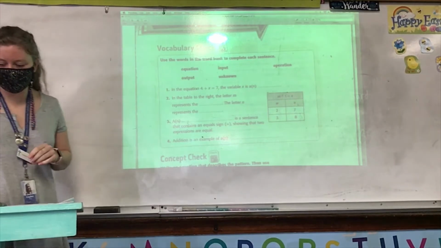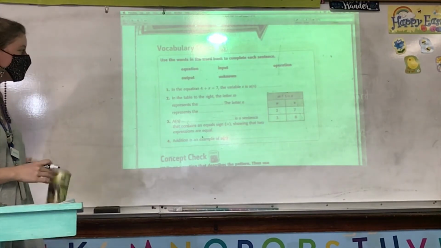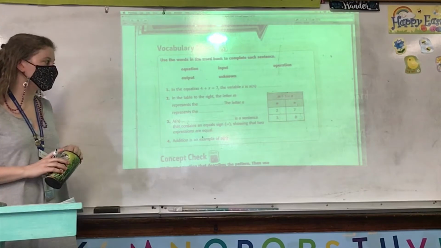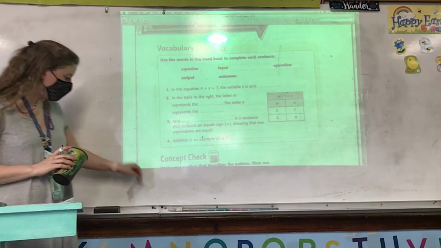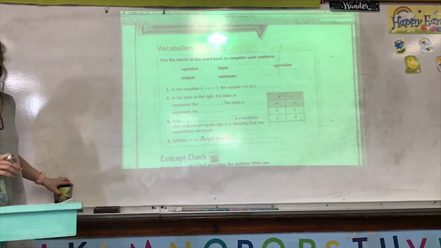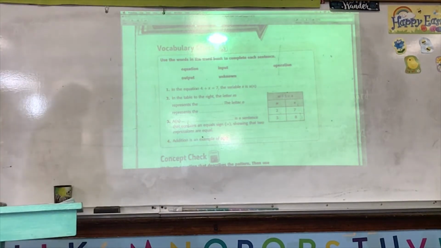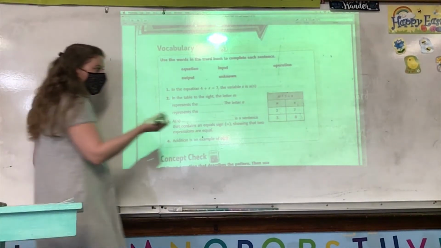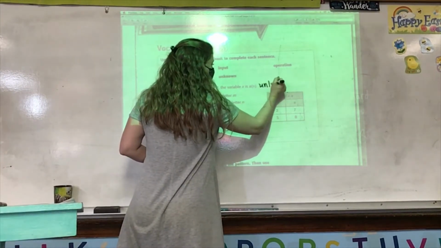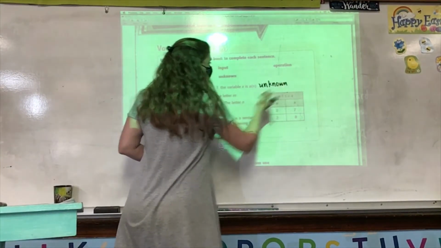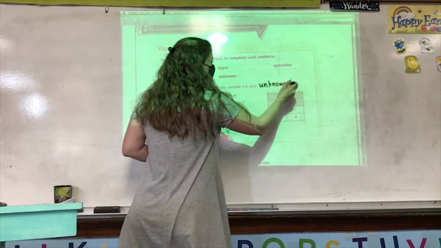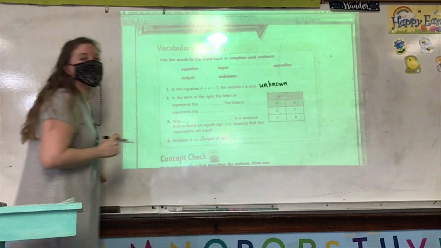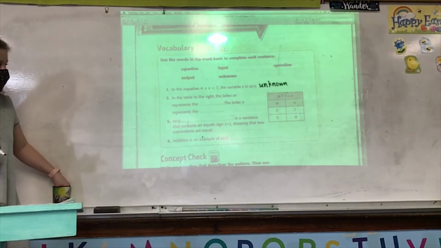Okay, the vocabulary part. Number 1, it says, in the equation 4 plus x equals 7, the variable x is a or an, Zari? Unknown. Very good. So make sure if you get it wrong that you correct it with your red pen. Remember, you're only going to draw a thin red line through the incorrect answer and write the correct answer above.